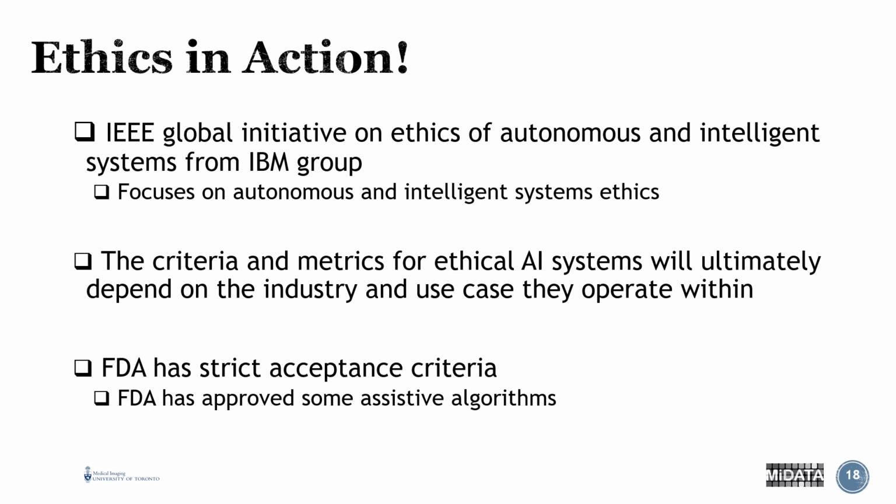As I said, lots, and this is just a tiny little taste of what's going on, but you have the IEEE Global Initiative on Ethics of Autonomous and Intelligent Systems, and this is led by the IBM group, and they focus on autonomous intelligent systems ethics. There are criteria and metrics for ethical AI systems that need to be developed and will depend on the industry that they are based in. And of course, this will also include use cases for where they operate.